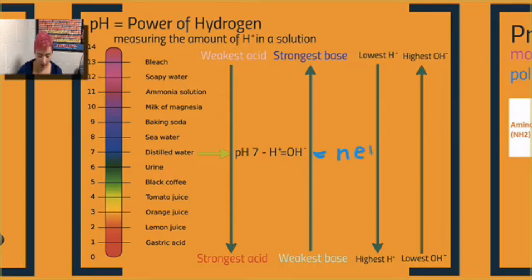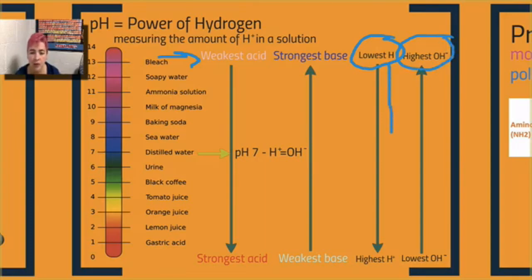On the scale, when you are at 14, you're going to be a very weak acid, but a very strong base. That means that at 14, we have the lowest amount of hydrogen ion in solution and the highest amount of hydroxide within the solution. As you go down the scale from 14 towards 1, we're going to increase our hydrogen, and you're going to lose that hydroxide in that solution.